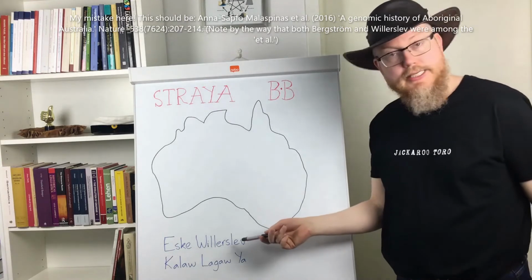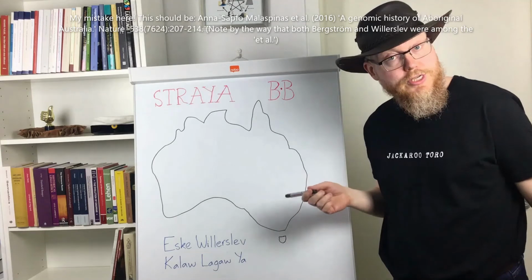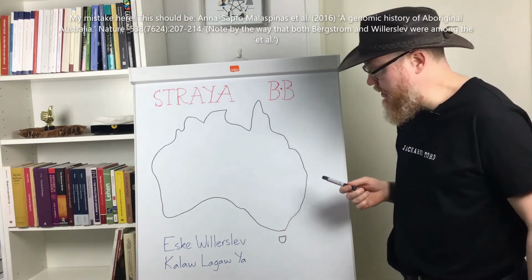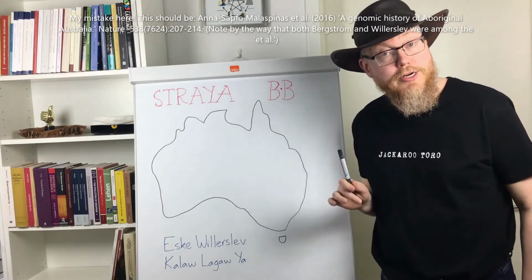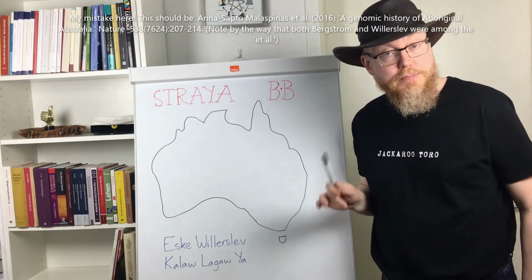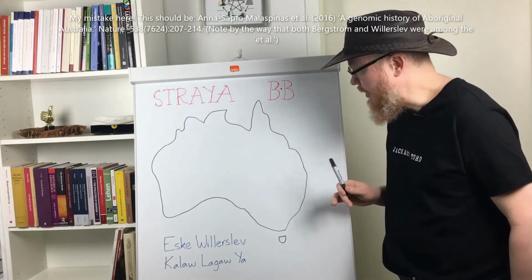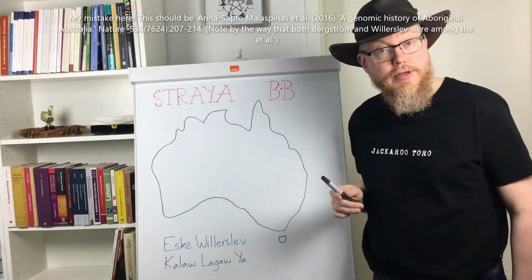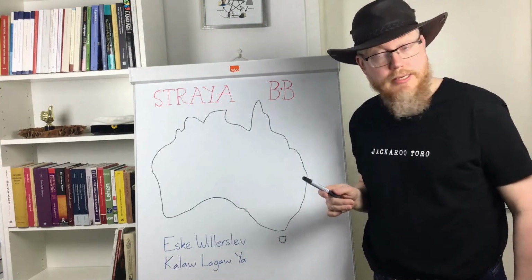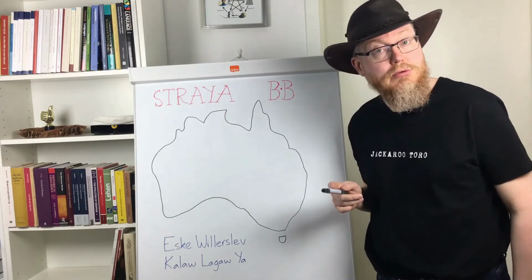And Eske Willerslev at the University of Copenhagen, I believe he is, he said that this was very peculiar, that people spread across the continent and spread languages, but did not leave a genetic trace. His name is Willerslev, by the way.